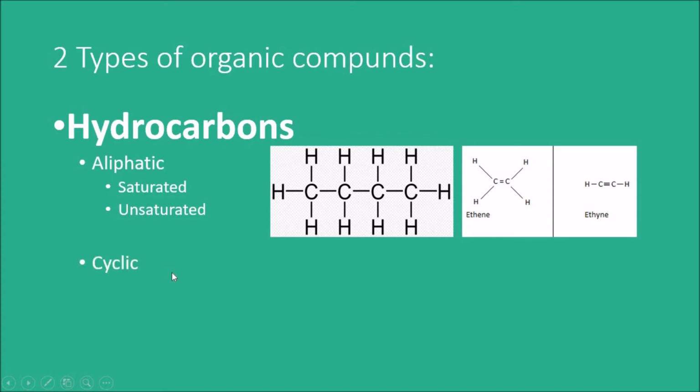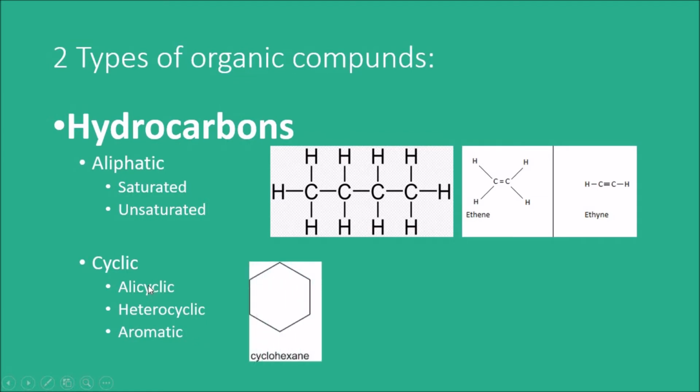And these are examples of unsaturated aliphatic open-chained hydrocarbons, ethene and ethine, which have double bonds and triple bonds. Now, another type of hydrocarbon are cyclic hydrocarbons. They can either be alicyclic, heterocyclic, or aromatic. Alicyclic hydrocarbons are hydrocarbons such as cyclohexane, which only have carbons and hydrogens in them. Heterocyclic hydrocarbons are hydrocarbons such as pyridine, which have, in this example, nitrogen present in the ring.